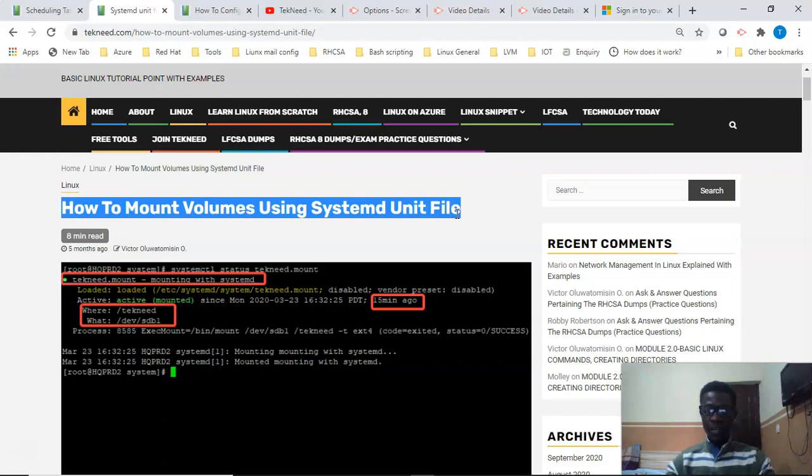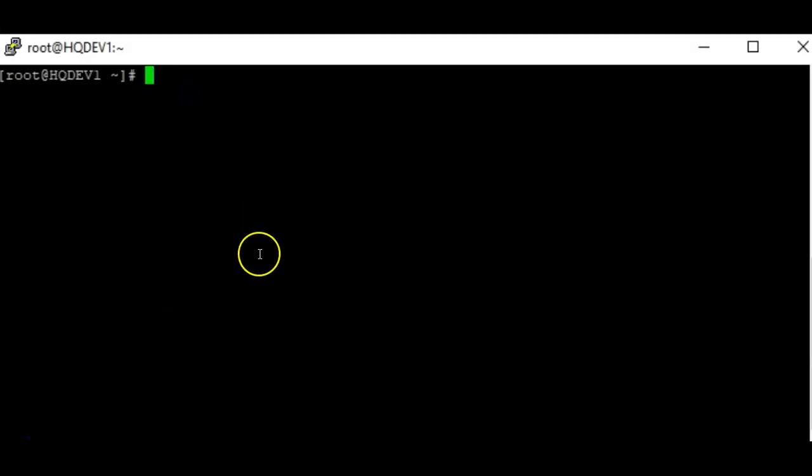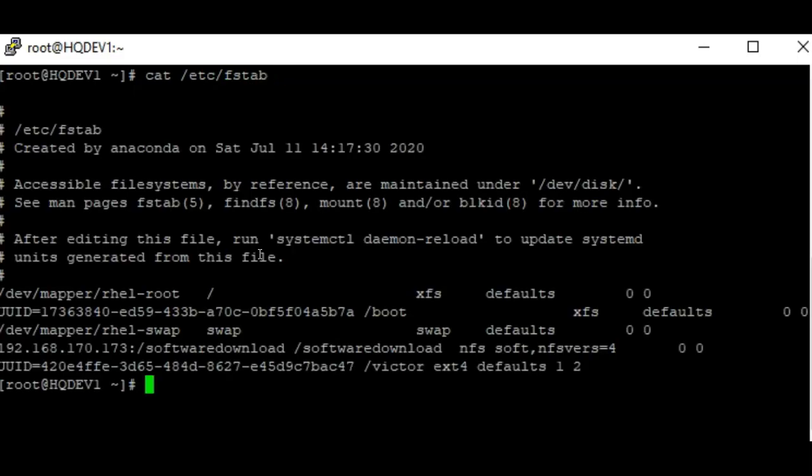And I want you to know that aside from the fact that systemd can handle services management, it can also manage mount and automount of Linux file systems, just as the /etc/fstab would manage file systems. As a matter of fact, the /etc/fstab file can't handle or manage the mount operation of some file systems. So I'm going to show you, for example, on my system, if I cat the fstab file, you can see the file systems that the fstab file is managing.